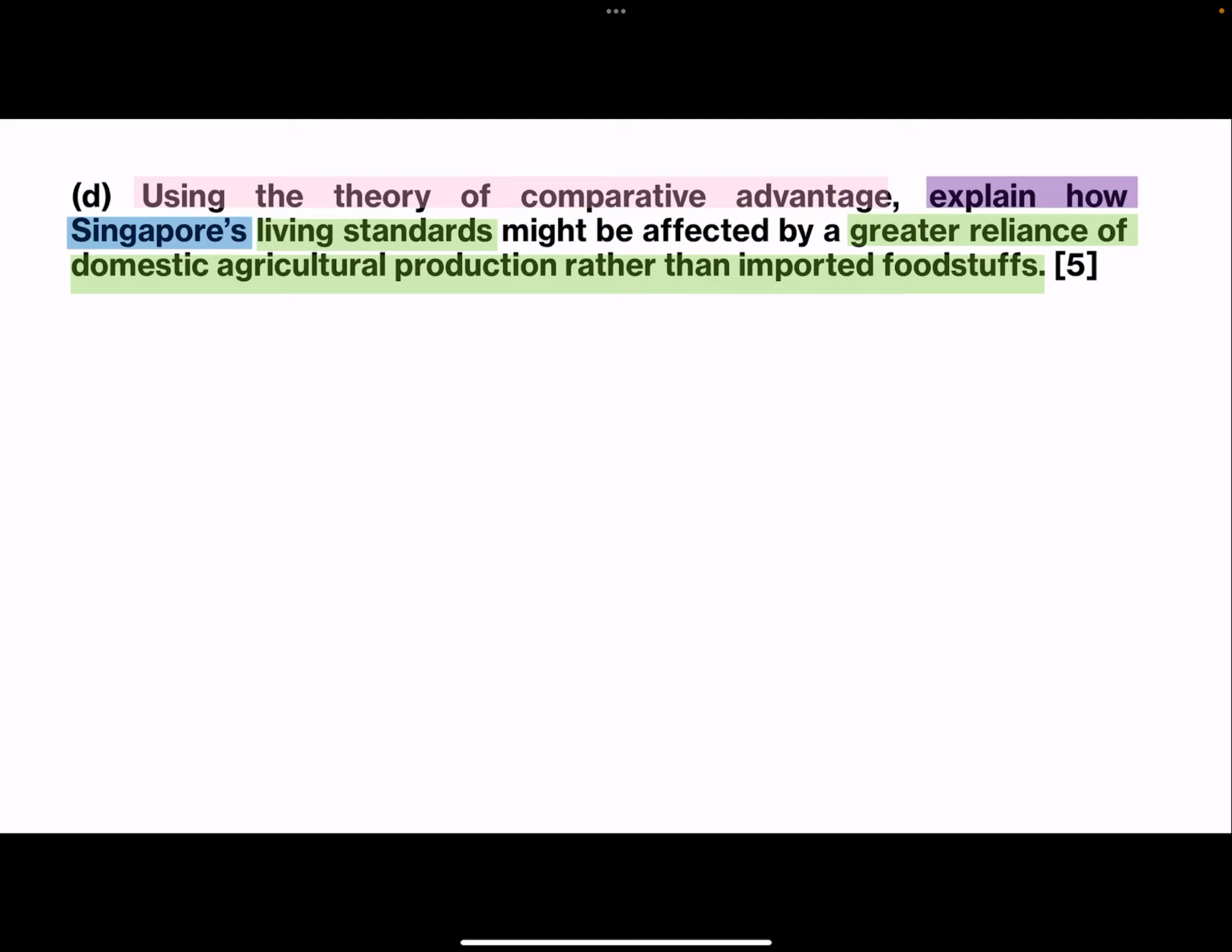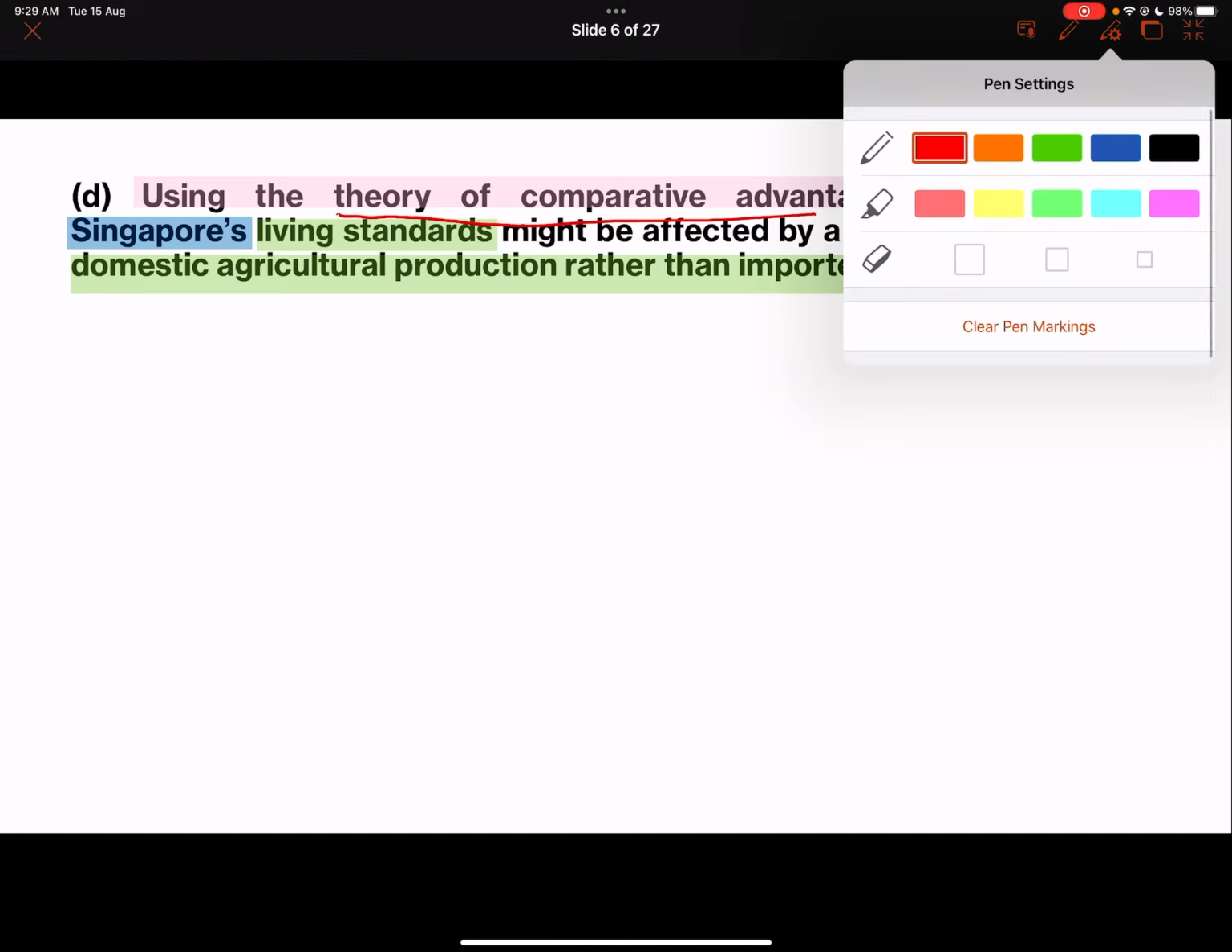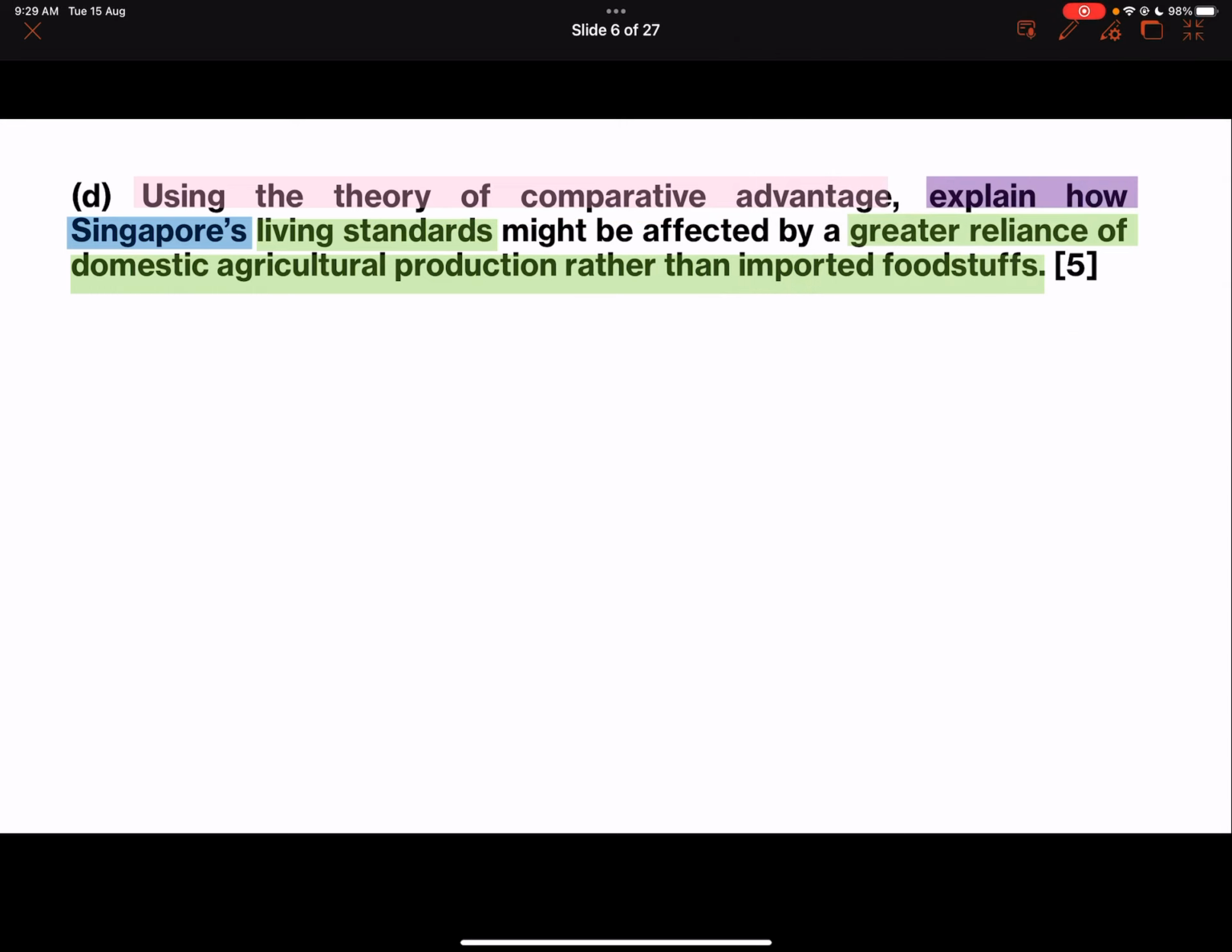Okay, D. D says, again, they tell you what the concept you need to use is. So using the theory of comparative advantage, explain how Singapore's living standards might be affected by a greater reliance on domestic agricultural products rather than imported foodstuffs.